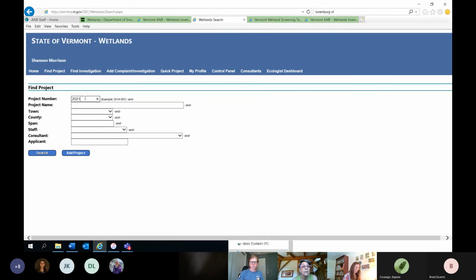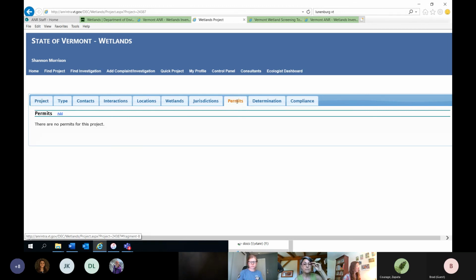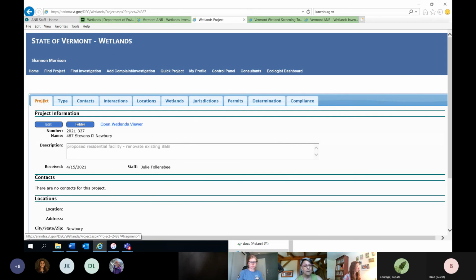This is our internal database. But it would be easy enough to ask the ecologist or our admin person to send you what they have. It looks like they haven't filed a permit yet. She's going out there on the 26th, I think. Yeah, the 23rd. She started a project number, so we probably don't have much right now.